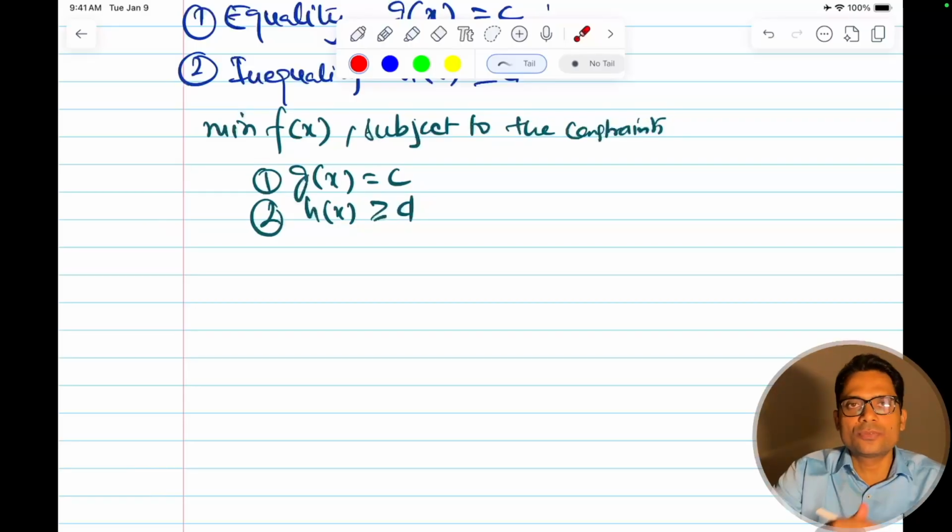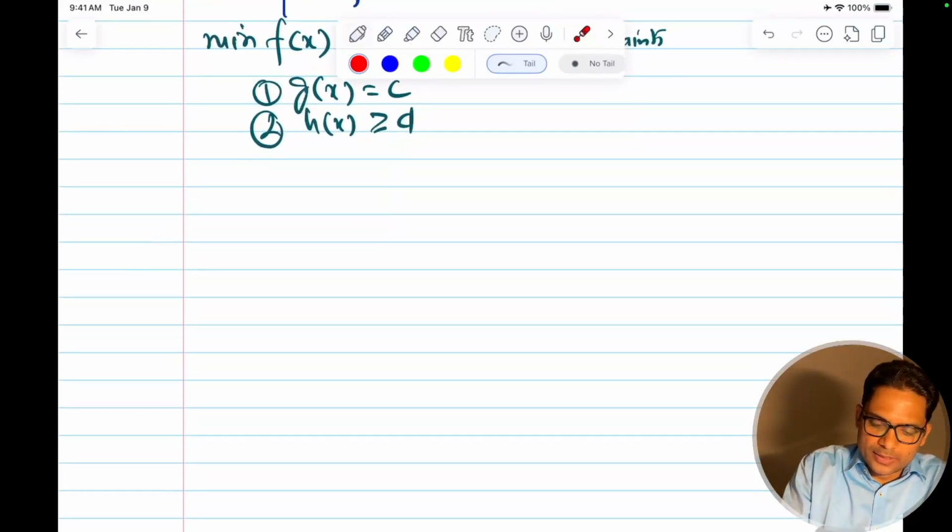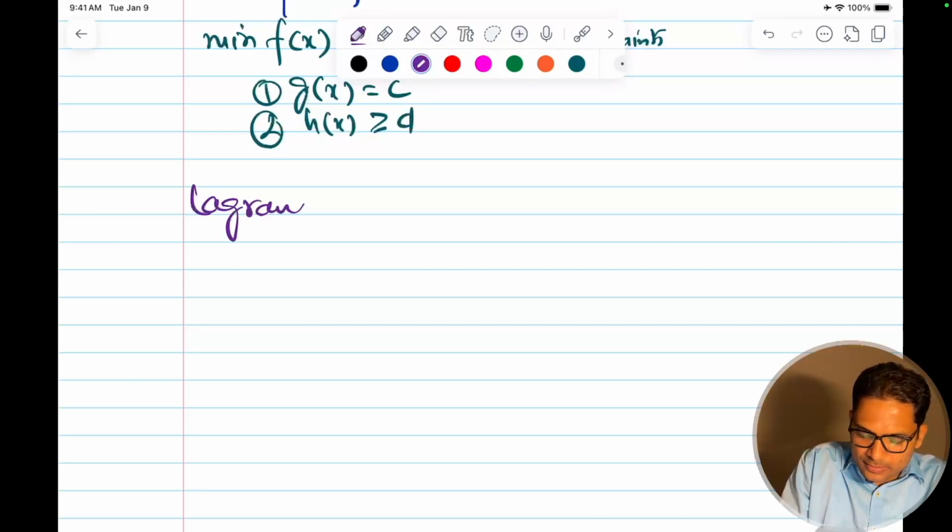So the whole purpose is to introduce you to the terms and the methods that we are going to use in our machine learning module. Okay, so there is a method called the Lagrangian method to solve this constrained optimization.